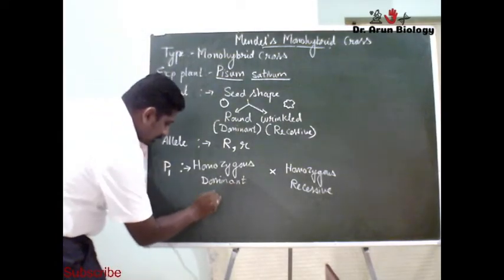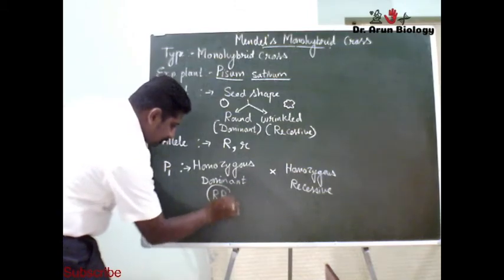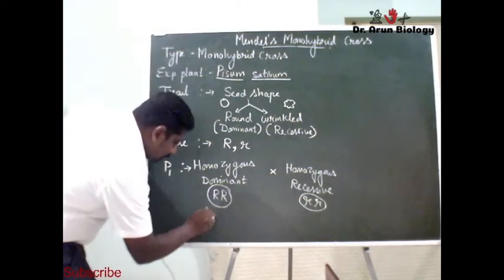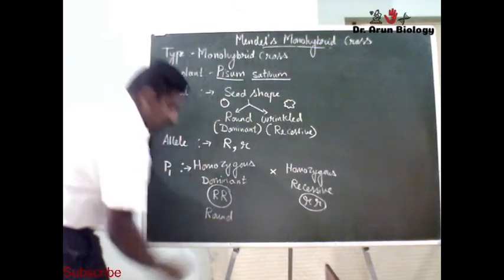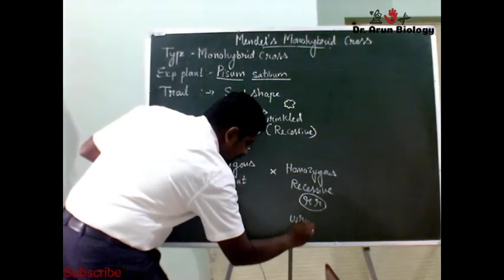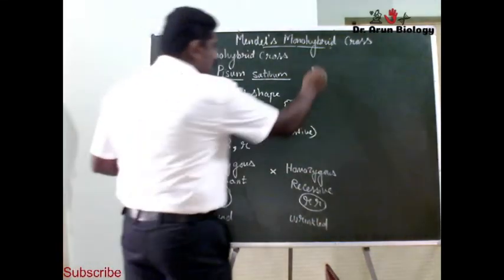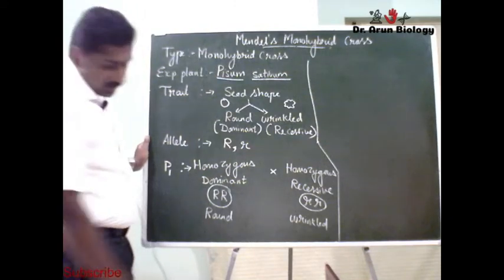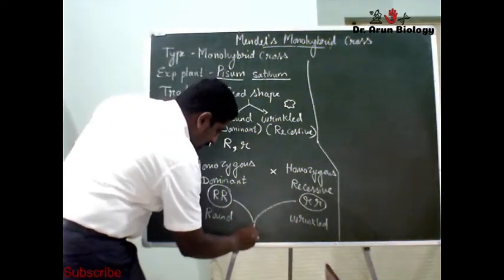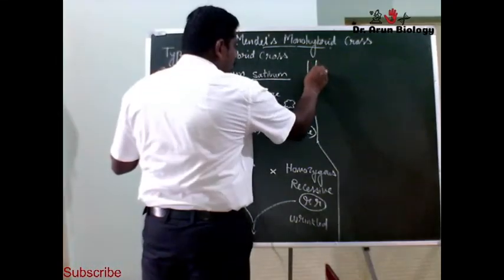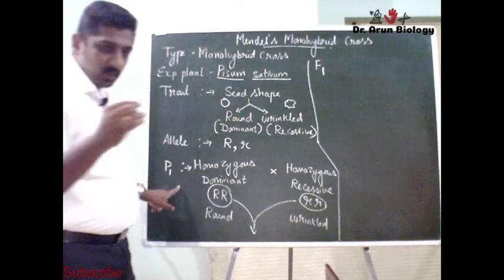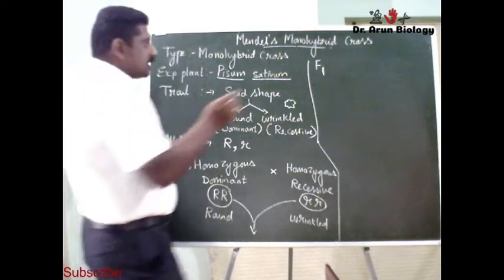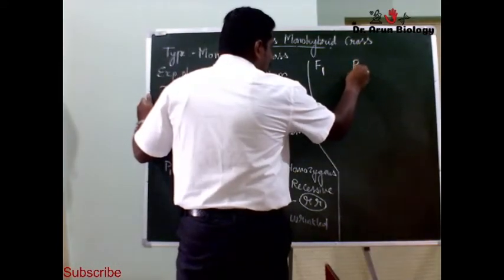That means capital R, capital R, small r, small r. That means the round seeds were crossed with the wrinkled seed. After crossing these two, what did he obtain? P1 is crossed to form the F1 progeny. The parent one, which is the homozygous trait, was crossed to obtain the F1. So what does the F1 progeny have? It will have capital R and small r.